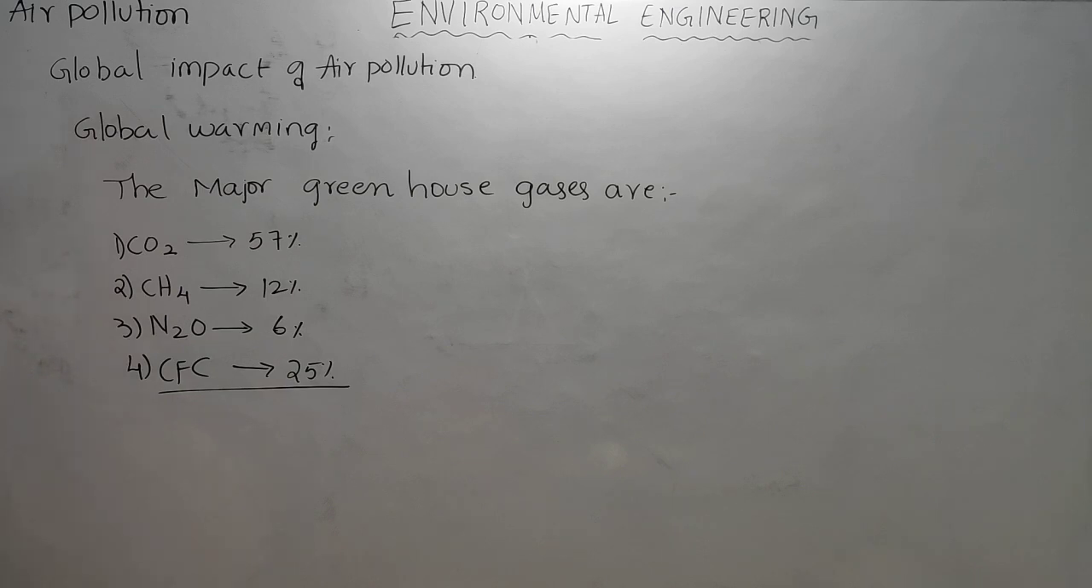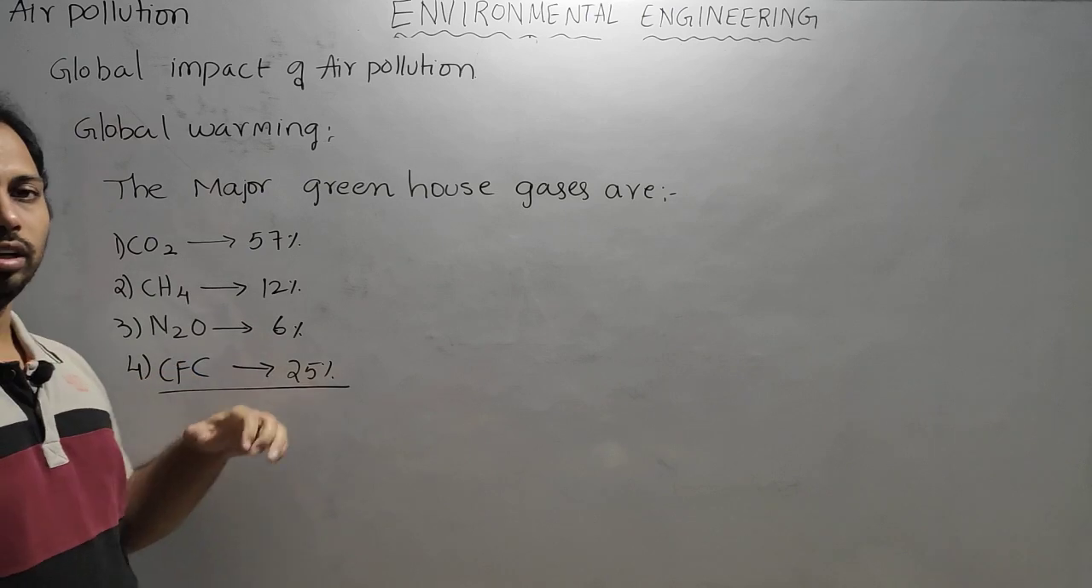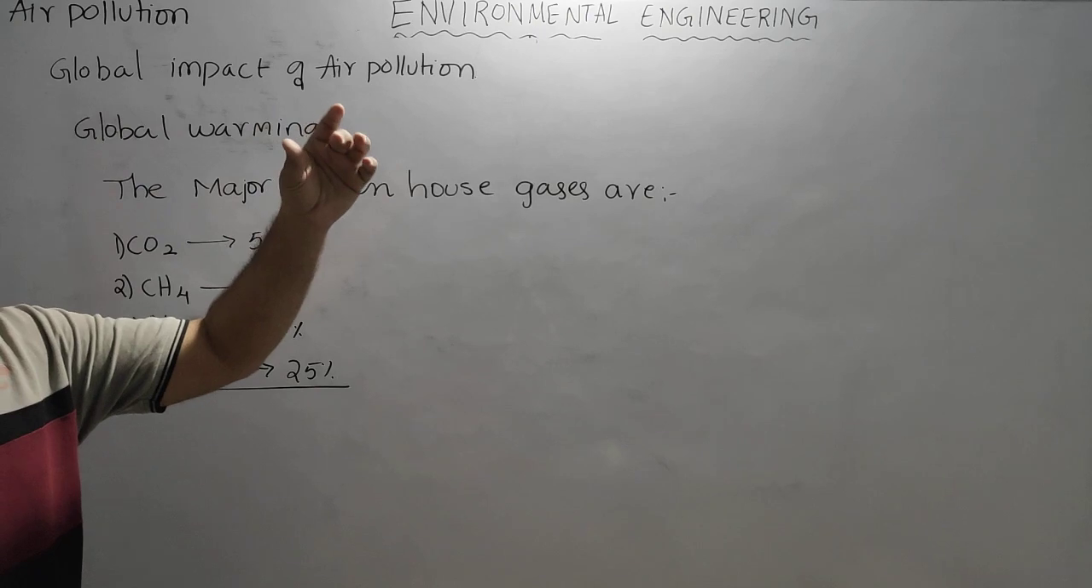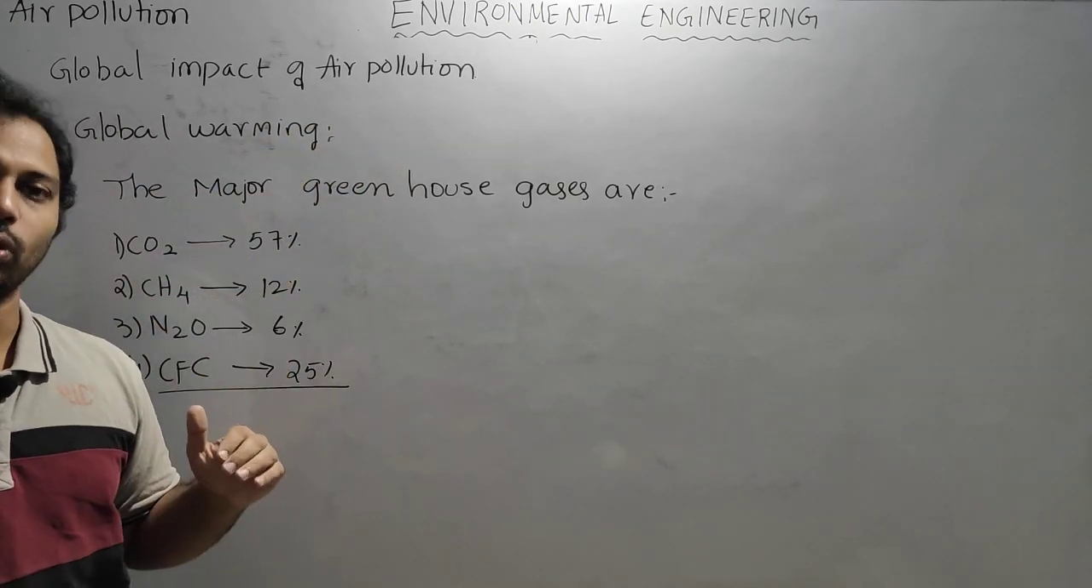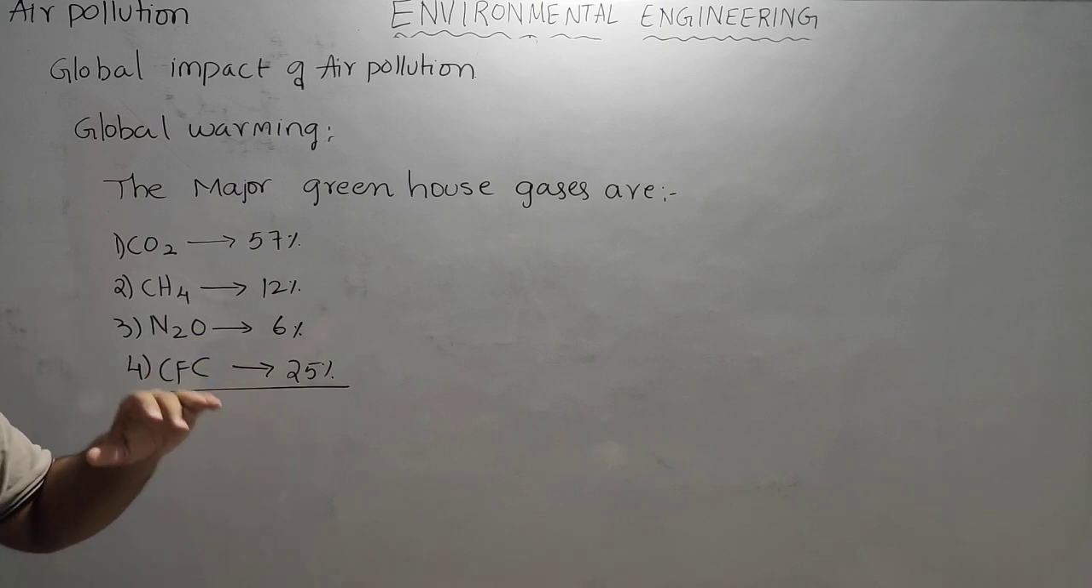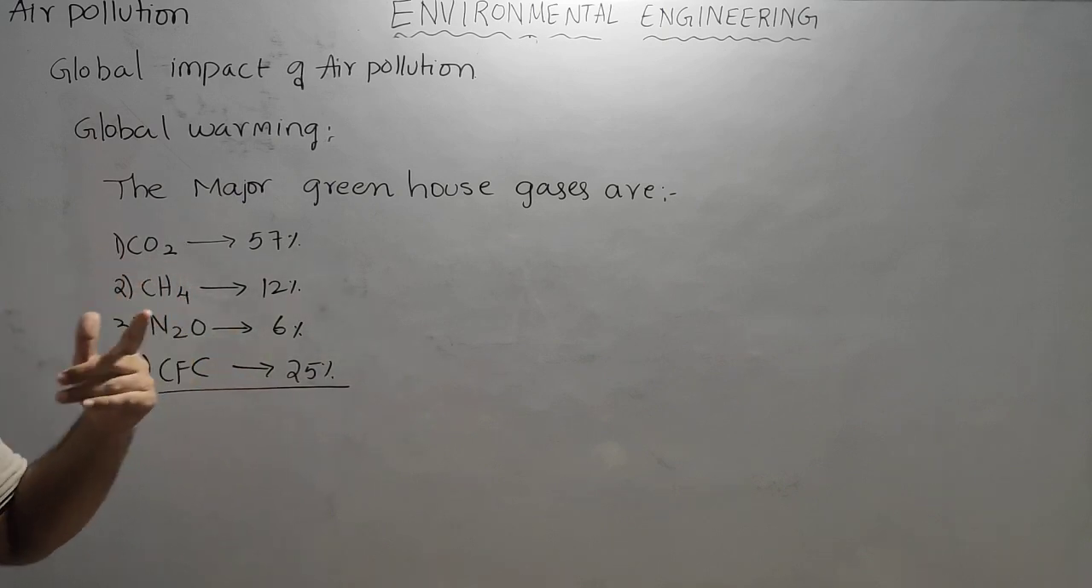And these chlorofluorocarbons are also responsible for the depletion of the ozone layer. Because of that, the ultraviolet rays enter directly onto the Earth's surface, because the ozone layer resists and will not allow the ultraviolet radiation to enter onto the Earth. Only visible radiation will come. So the ozone layer will reflect the ultraviolet radiation.